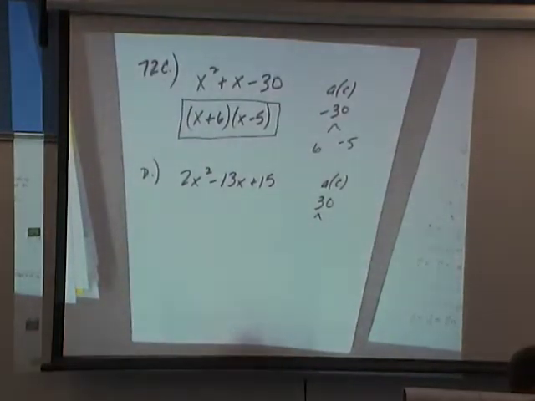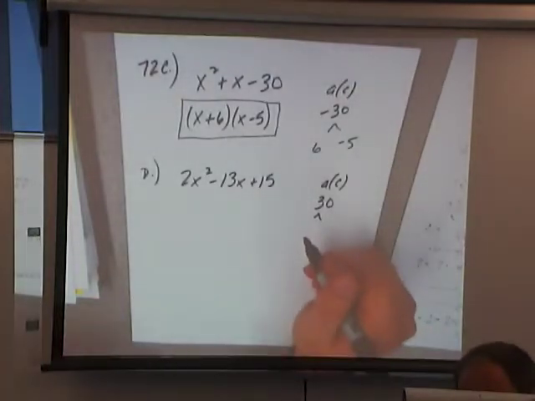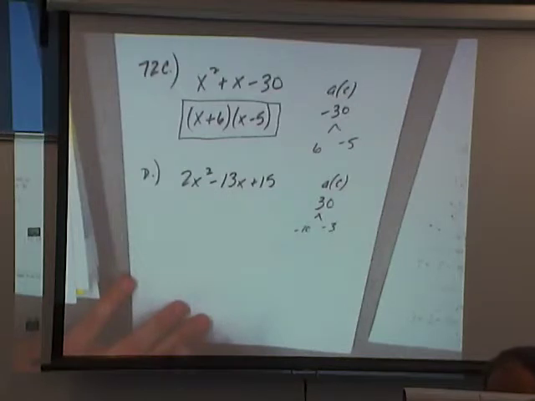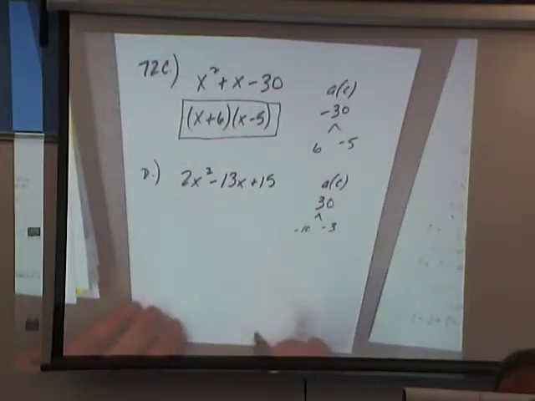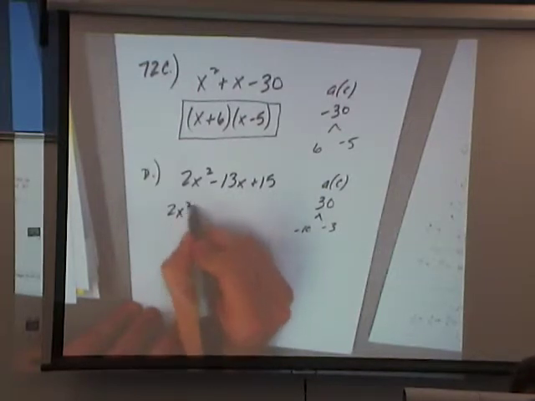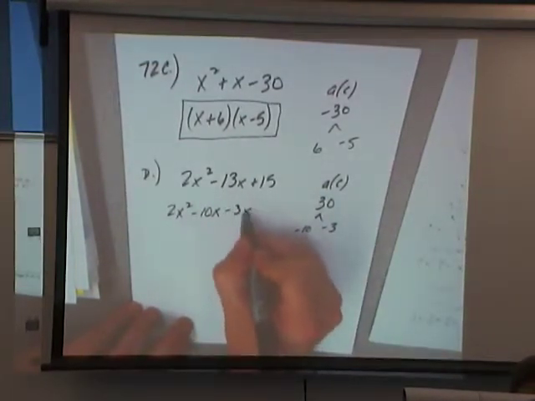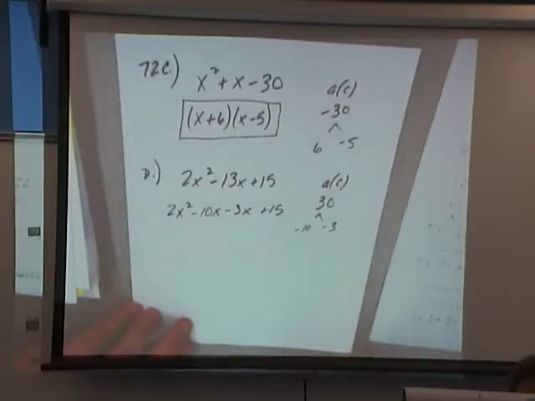A times C is 30. Two numbers would be negative 10 and negative 3. So once again, my A is not equal to 1, so I got to split the middle term. 2x squared, and then we'll do minus 10x, minus 3x, and plus 15.